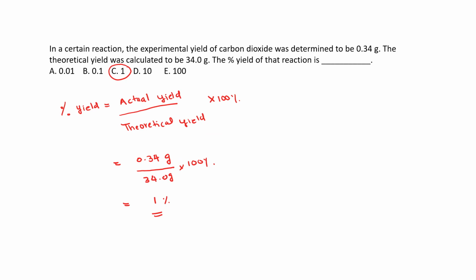In a certain reaction, the experimental yield of carbon dioxide was determined to be this much. The theoretical yield was calculated to be 34. The percent yield: how do you find the percent yield? You are going to divide the actual yield by the theoretical yield and multiply by 100%. So the answer to this question is C.